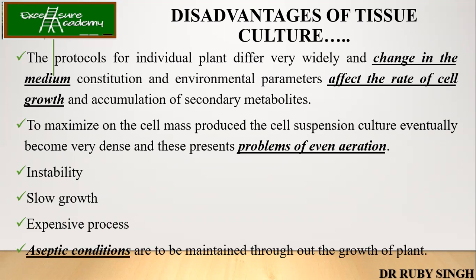Now, to maximize the cell mass produced, the cell suspension culture eventually becomes very dense, and this presents problems of uneven aeration.